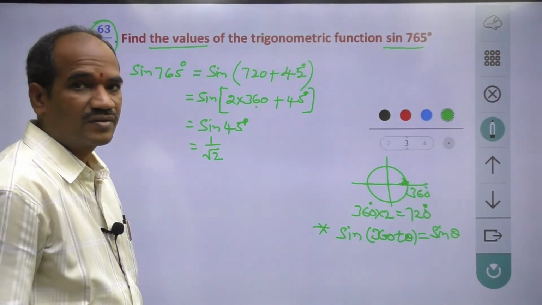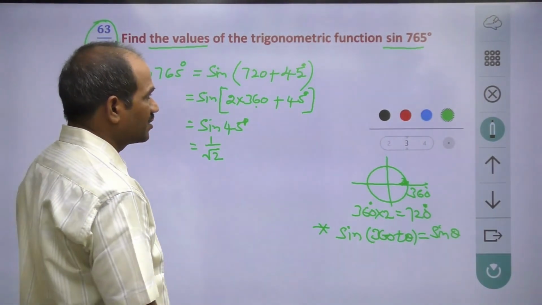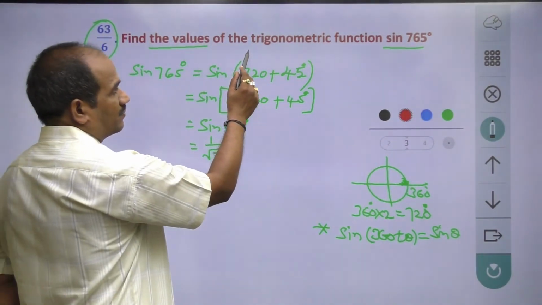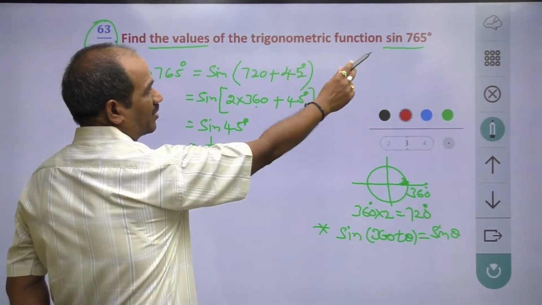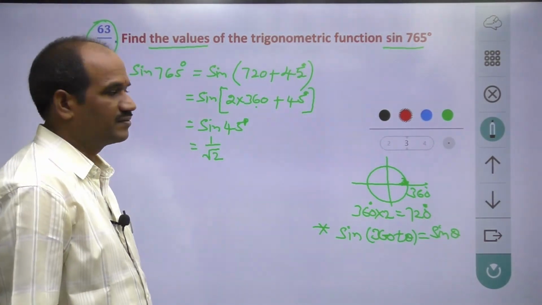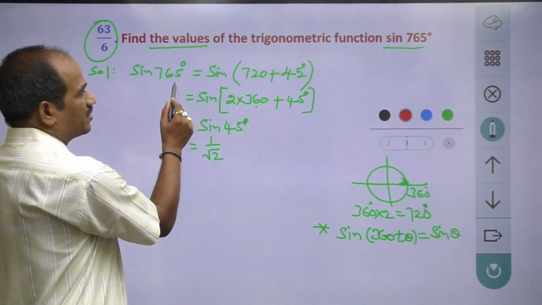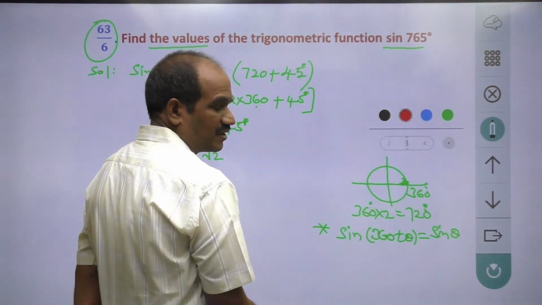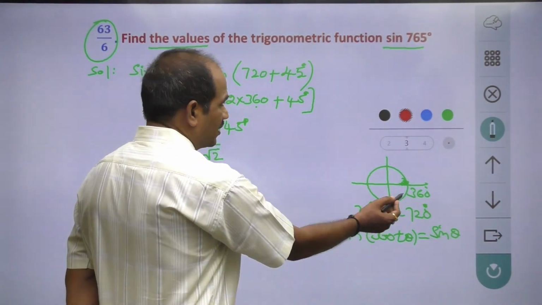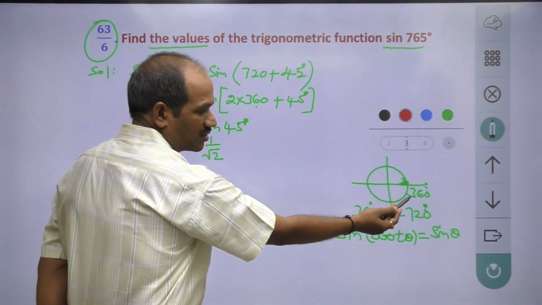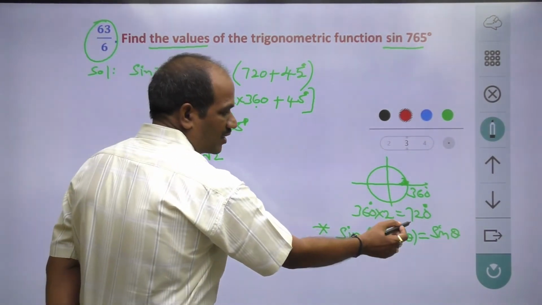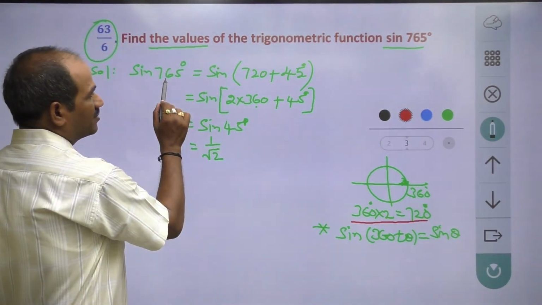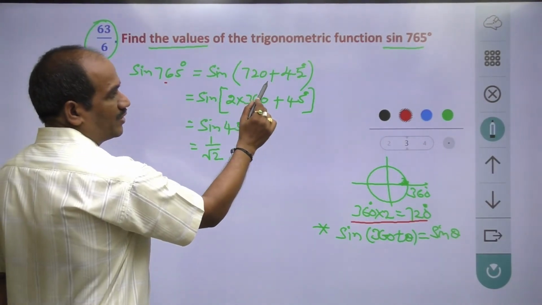Okay, one more time. So here, first find the value of the trigonometric function sine of 765 degrees. Here one complete revolution is 360 degrees, and multiples of 2 give 360 into 2, which is 720. So the nearer value here is 720. See, 765 is equal to 720 plus 45.